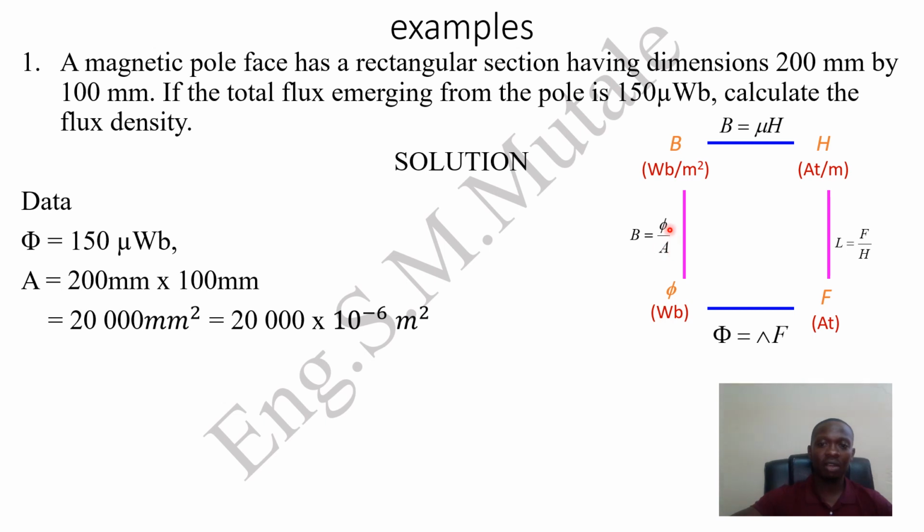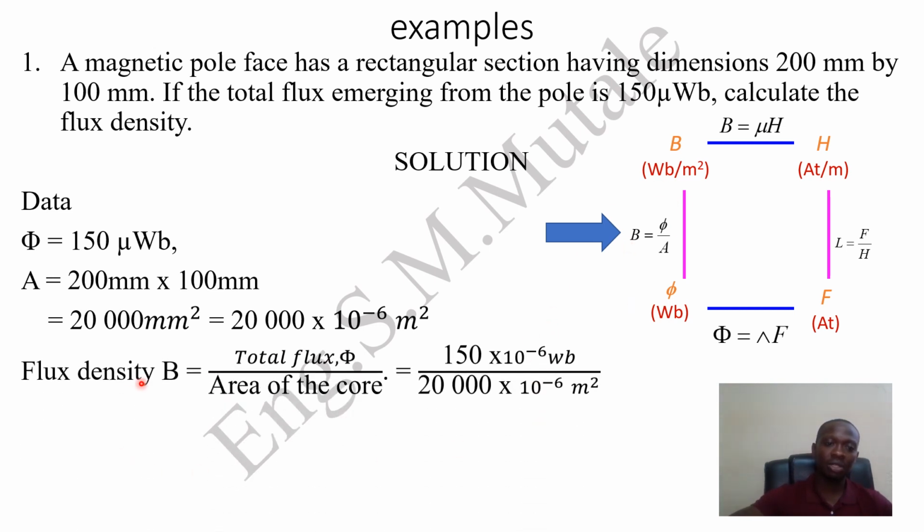So we have the flux and we've got the area. Finding the flux density will be very simple. We use that formula: flux density is the total flux divided by the area of the core, A. When you substitute those figures, we produce 0.75 Tesla, or Weber per meter squared. Those are the units for magnetic flux density. That was just an example.